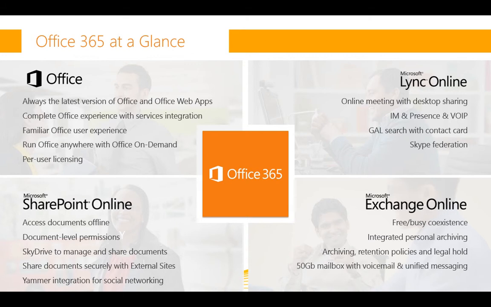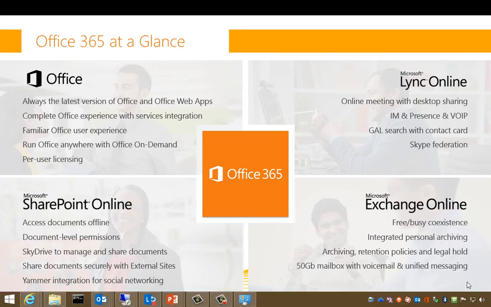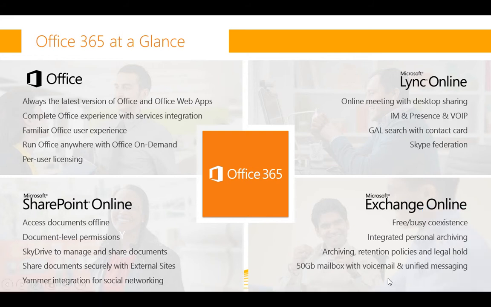Exchange Online manages my email. SharePoint Online manages all of my documents, how I can share them, I can collaborate, I can even use Yammer integration for social networking capabilities. And Office 365 gives me this per user licensing, so now I understand what I have and have the ability to stay current. And as you can see, Lisa Thostenson is calling us now, but what I'm going to do is go ahead and ignore that. And we'll come back to Lisa in a minute after we're done with this discussion.